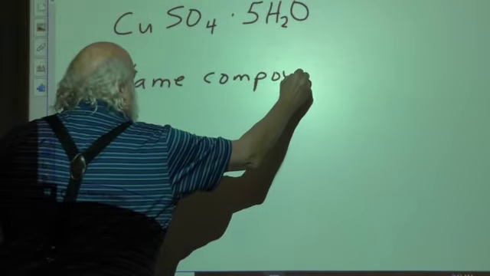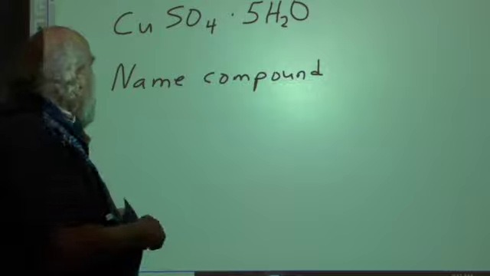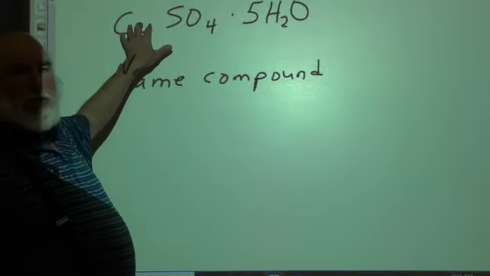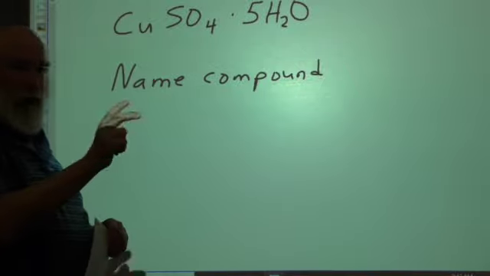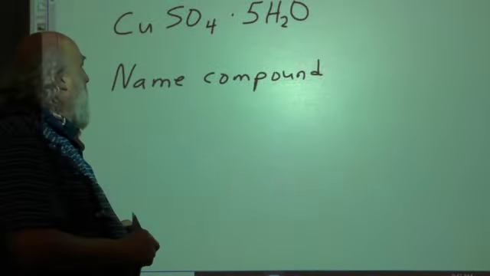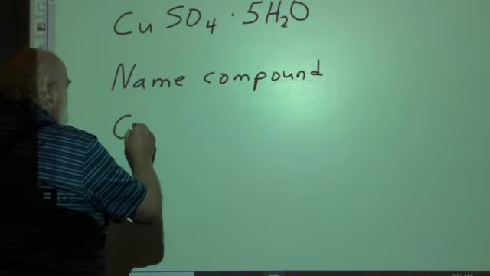Now, we're going to follow the same rules we did in the previous lessons. First, is this a transition metal? Well, if you take a look at copper on the periodic chart, it's in that middle 10 elements, and yes, indeed, it is a transition metal. So we're going to have copper.